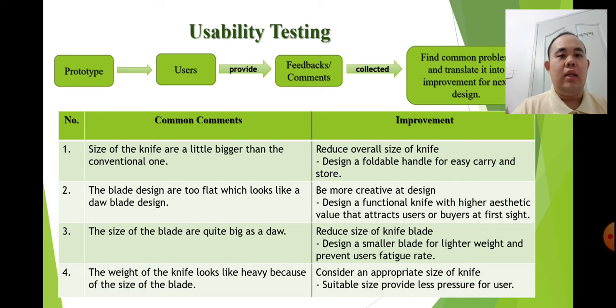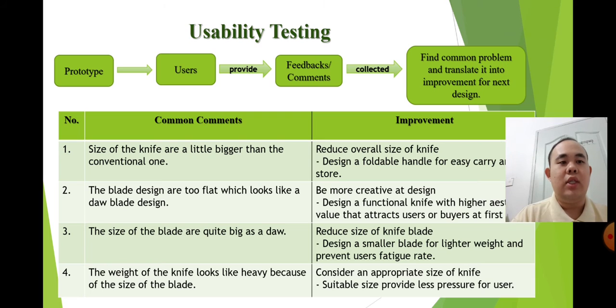The next analysis will be usability testing. As we can see in the flowchart above, it's a simple flowchart to show how the usability testing is carried out. The first step will be prototyping, giving it to the users. After they use it, they will provide feedback or comments to us. Then we will collect their feedback or comments, find the common problems, and translate them into improvements for the next design.